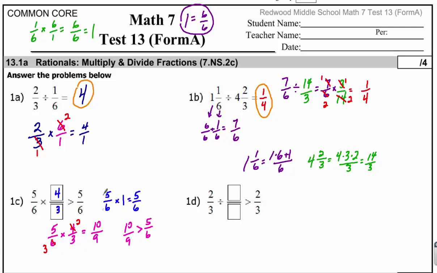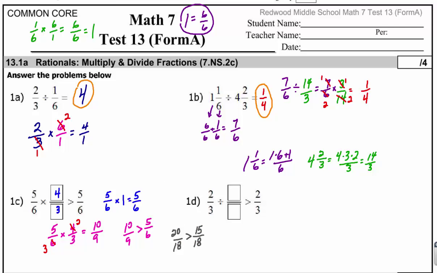Now, just in case you don't believe me that 10/9 is greater than 5/6, I will prove it to you. I'm going to make each of these numbers an equivalent denominator, and it's going to end up being 18 because 9 and 6 both go into 18. So 9 goes into 18 twice, so 10 times 2 is 20. 6 goes into 18 3 times. 5 times 3 is 15. And now that the denominators are the same, you can see that 20/18 is greater than 15/18.